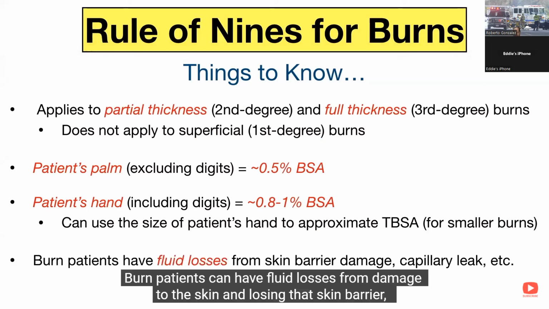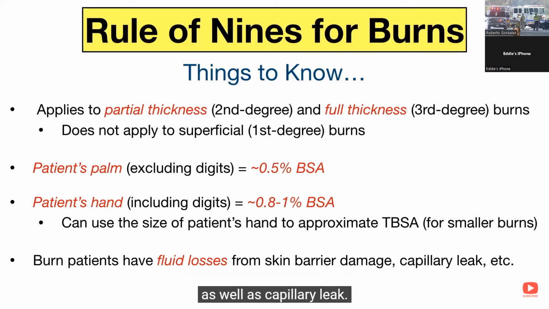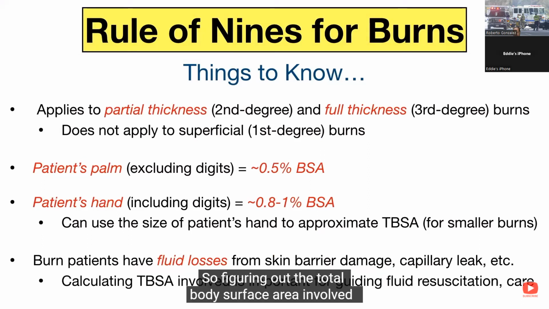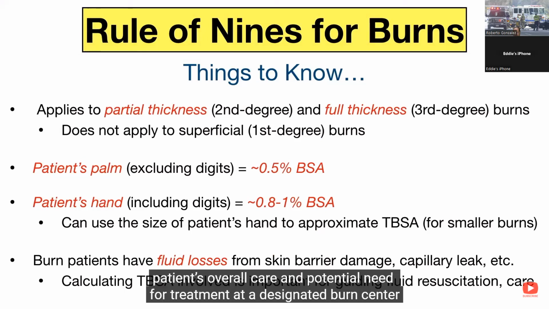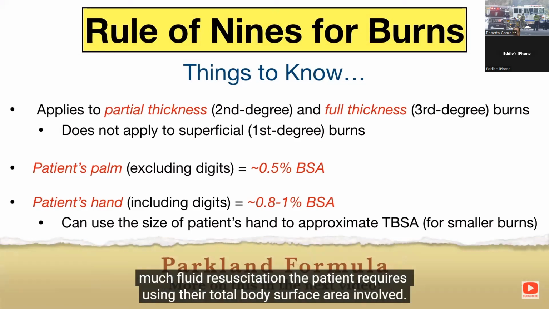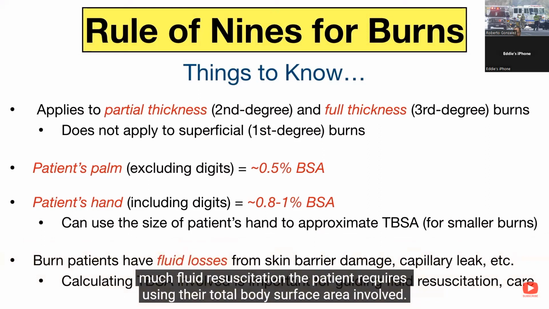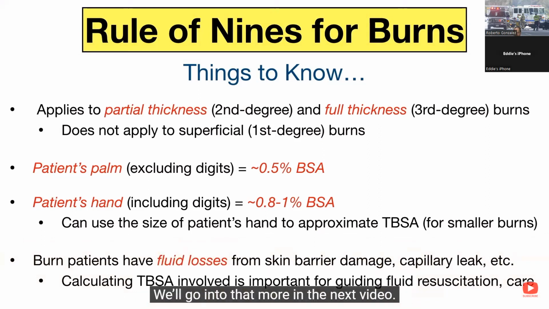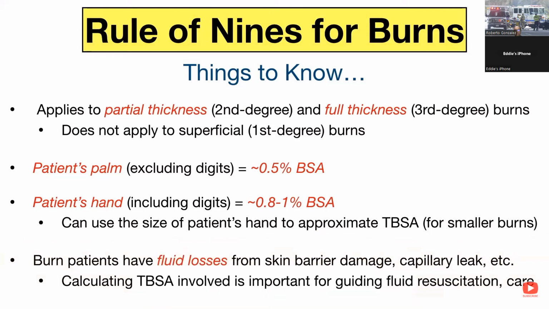Burn patients can have fluid losses from damage to the skin and losing that skin barrier, as well as capillary leak. So figuring out the total body surface area involved is important in estimating fluid resuscitation, along with the patient's overall care and potential need for treatment at a designated burn center. There are equations such as the Parkland formula that help you figure out how much fluid resuscitation the patient requires using their total body surface area involved. We'll go into that more in the next video.